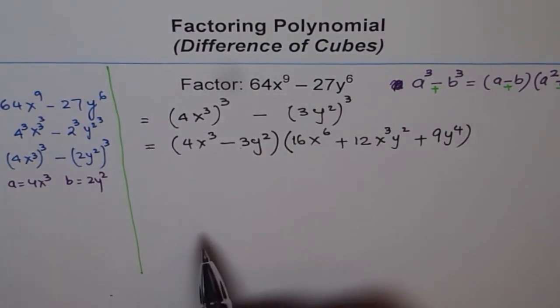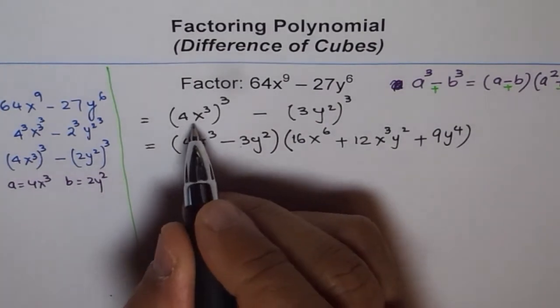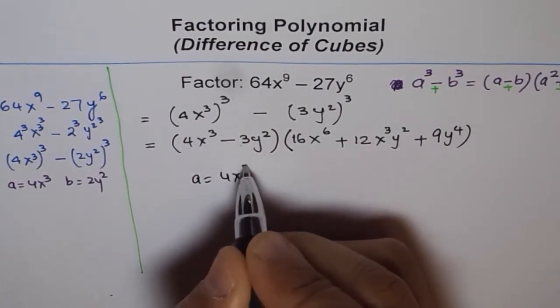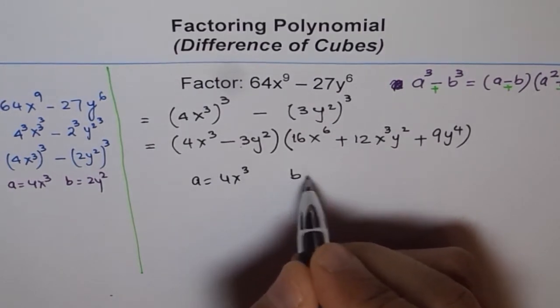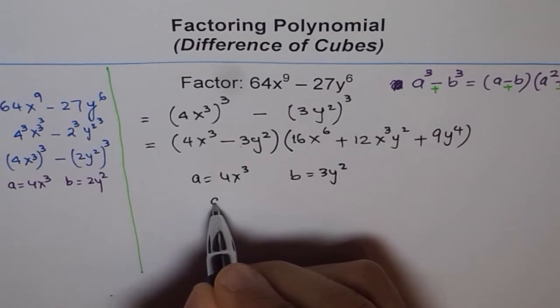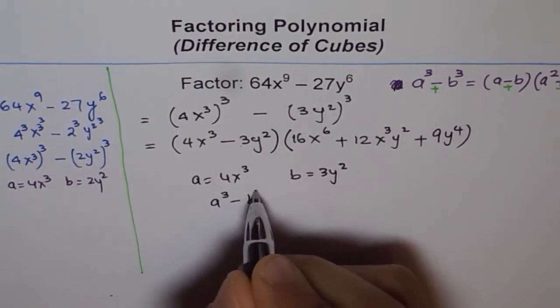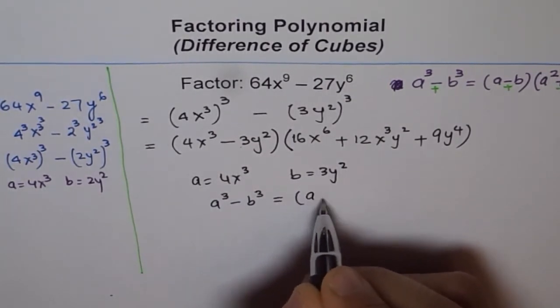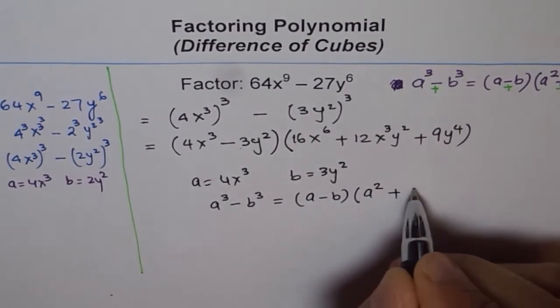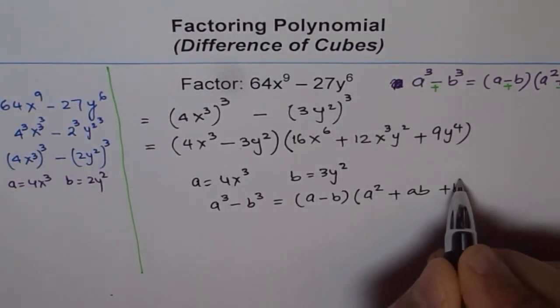I hope you understand how we got it. Think like this: this is a, so a for us is 4x cube. I'm just trying to explain. B is equal to 3y square, and the formula used is a cube minus b cube equals a minus b times a square plus ab plus b square, correct?